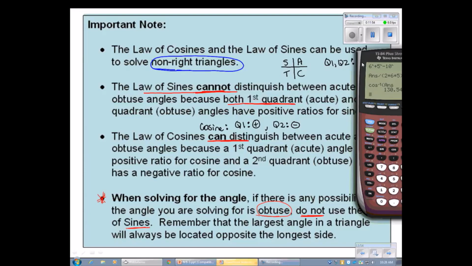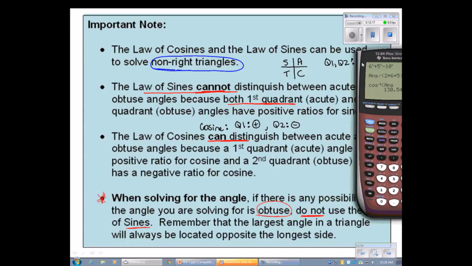Now, it has nothing to do with finding the measure of the length of a side. If you're finding the length of a side, you can go with law of sines or law of cosines without concern. But if you're finding the measure of an angle, and there's any possibility that that angle will be obtuse, you cannot use the law of sines to find it.